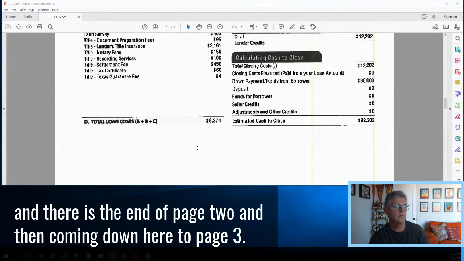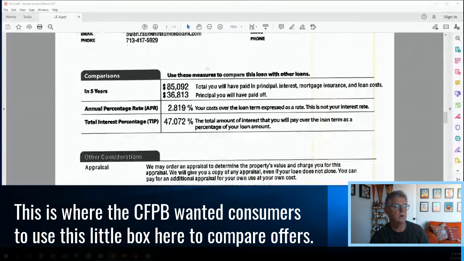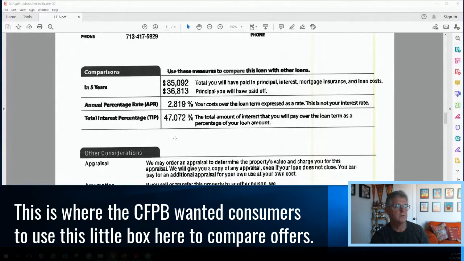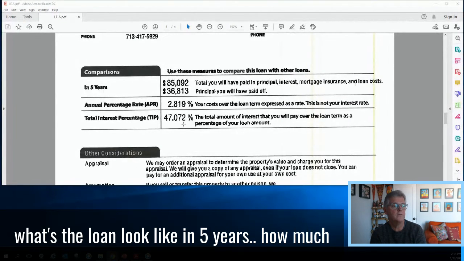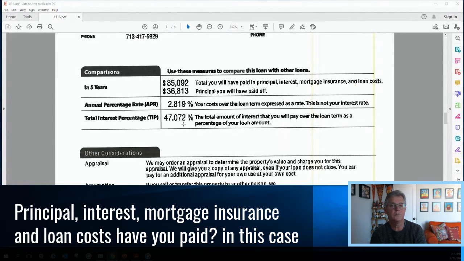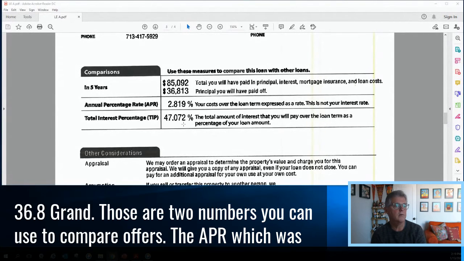And then coming down here to page 3, this is where the CFPB wanted consumers to use this little box here to compare offers. So the three metrics, the first one is what's the loan look like in 5 years? How much principal, interest, mortgage insurance, and loan costs have you paid? In this case, 85 grand. And then how much of the loan balance have you paid down in 5 years? So 36.8 grand. So those are two numbers you can use to compare offers.